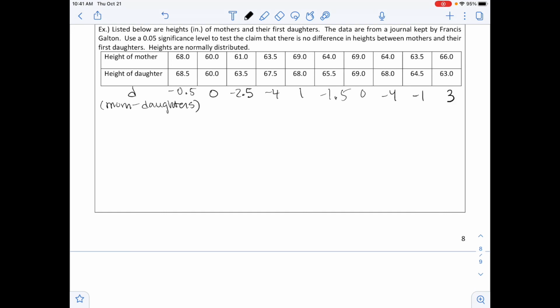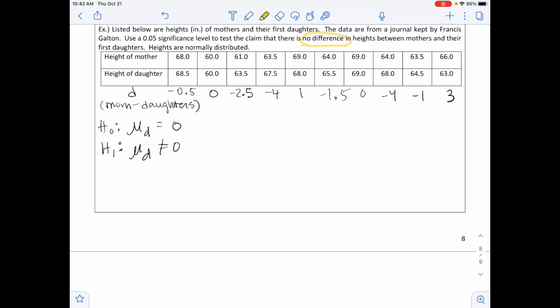And so in order to conduct this test, we first need to write down our null and our alternative hypotheses. So the null is always going to be that difference, the mean, is going to be 0. So mu sub d is going to be 0. And the word that's up here is that it says there's no difference. And so that means our alternative is going to be mu sub d is not equal to 0.